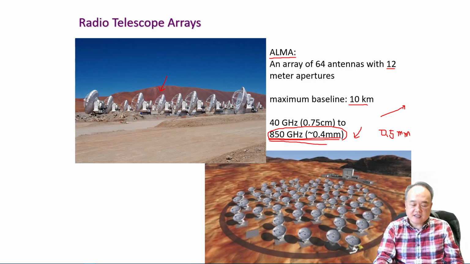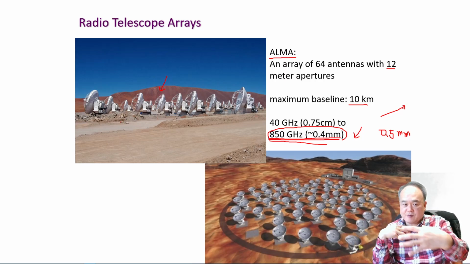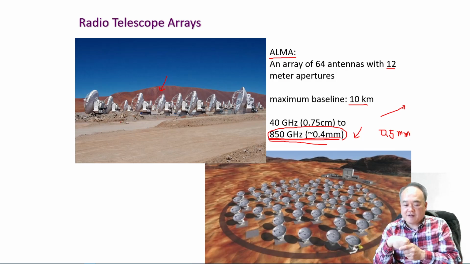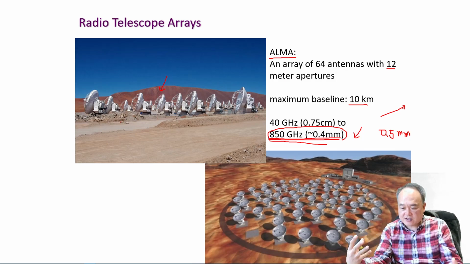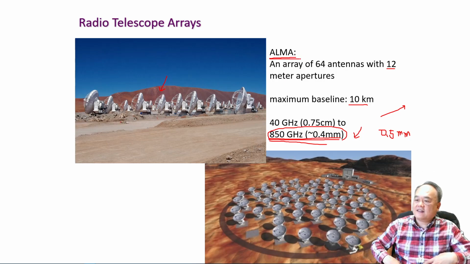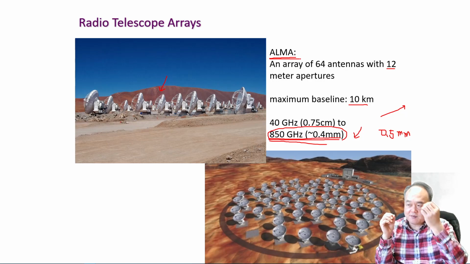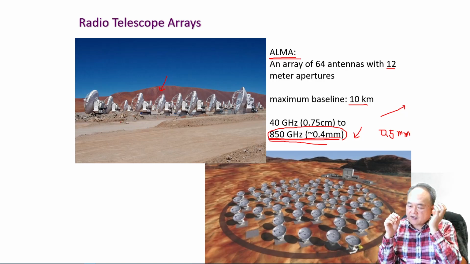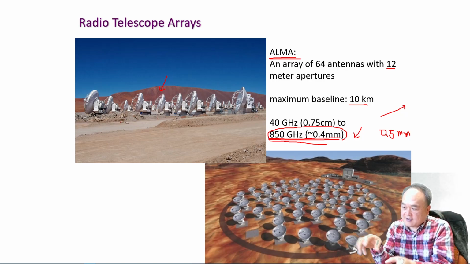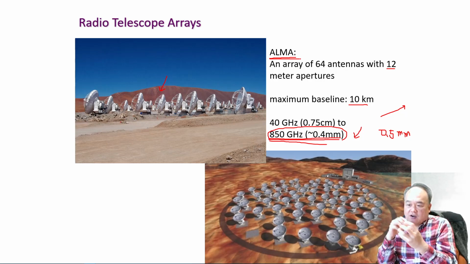As you will see later on in the following slides, when we talk about the different astronomical sources, this ALMA array can take breathtaking pictures of the fine structure of forming planetary systems, for example.